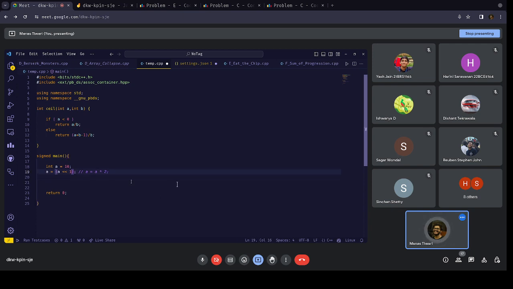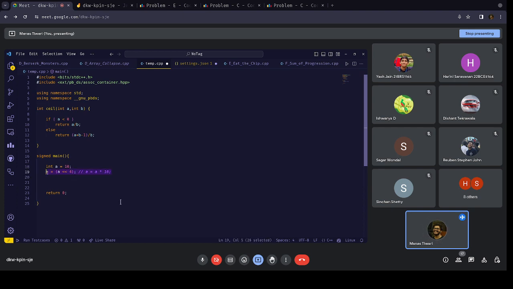So using shift operators, you can multiply some number by some power. A left shift by 4 will be a into 2 raised to the power 4. So basically it will be a into 16, right? Something like this. And always try to use shift operators wherever possible.